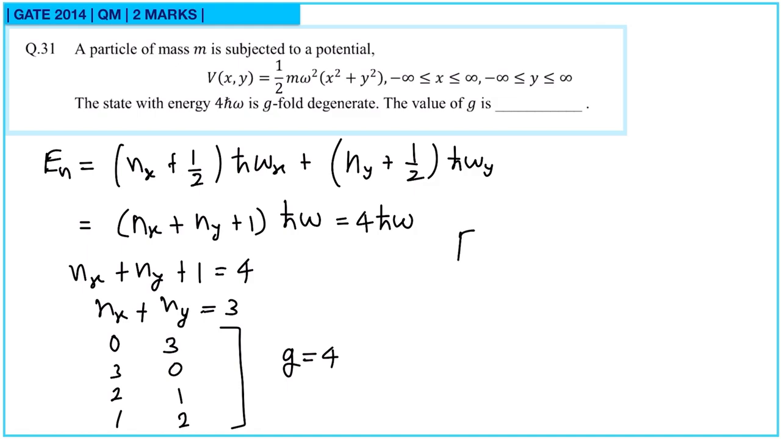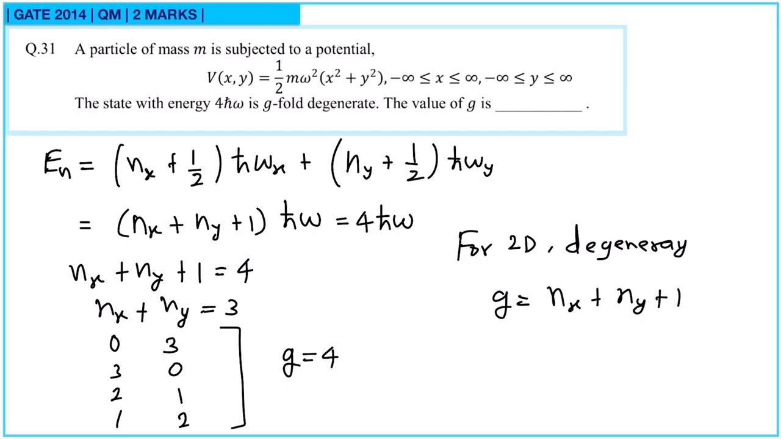Or you can directly remember this formula for the two-dimensional simple harmonic oscillator. Degeneracy g is equal to nx plus ny plus 1. So that is 4. Directly from here you can write it. And the answer given in the answer key is 3.99 to 4.01. Answer is 4.